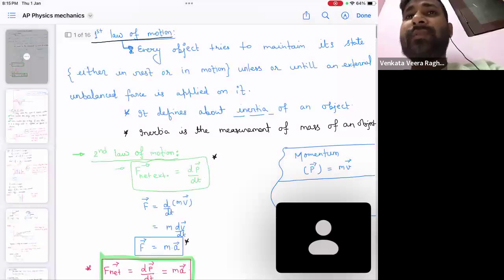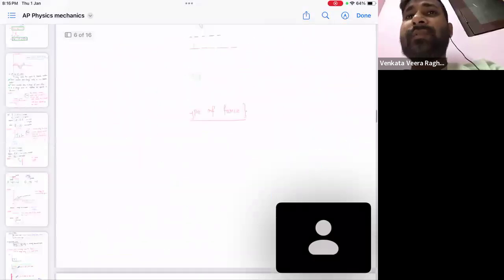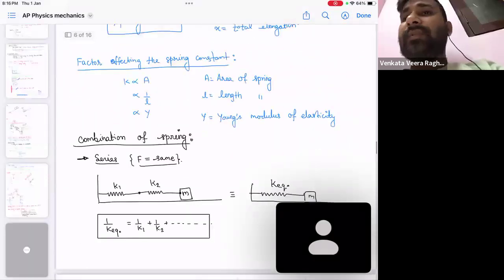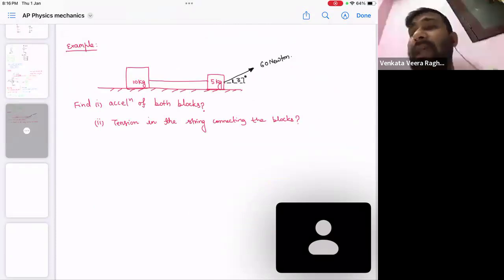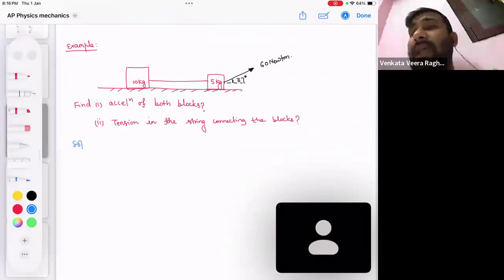Because once we know what the forces acting on these blocks are, we will be able to write the equation. If it is in equilibrium, we will write the equilibrium condition. If it is in acceleration, then we will write the acceleration equation. So let's start with the free body diagram.